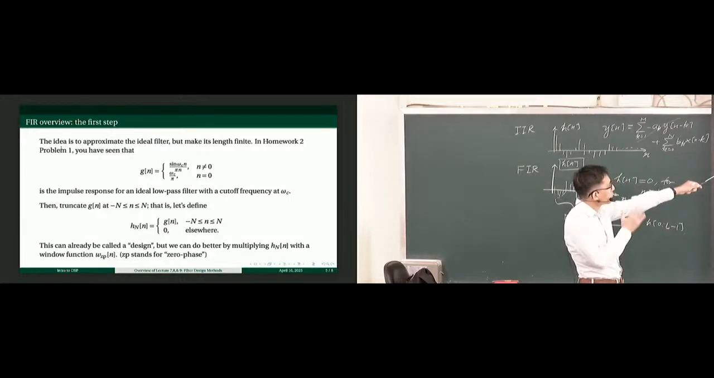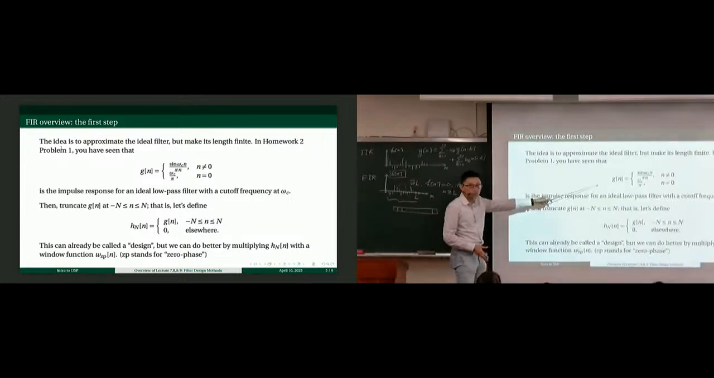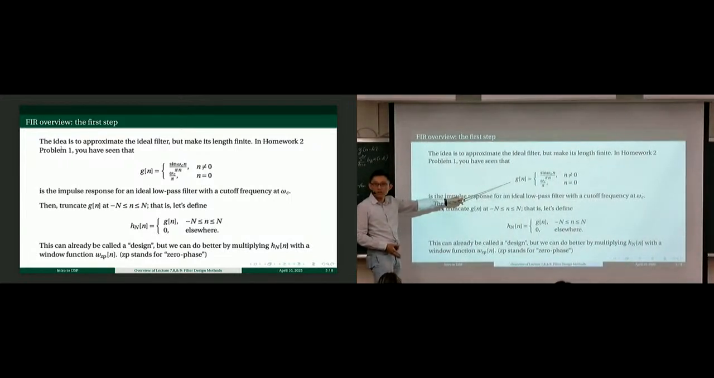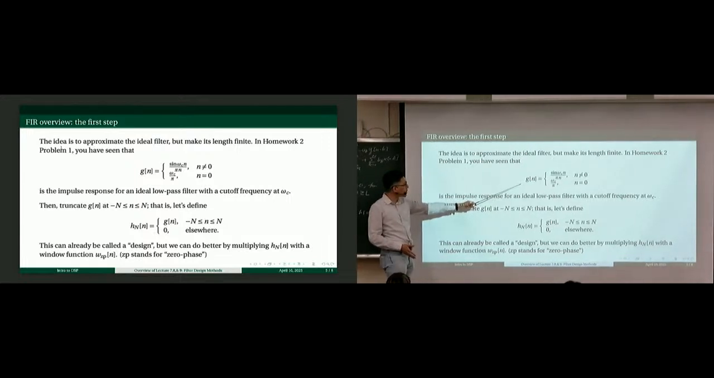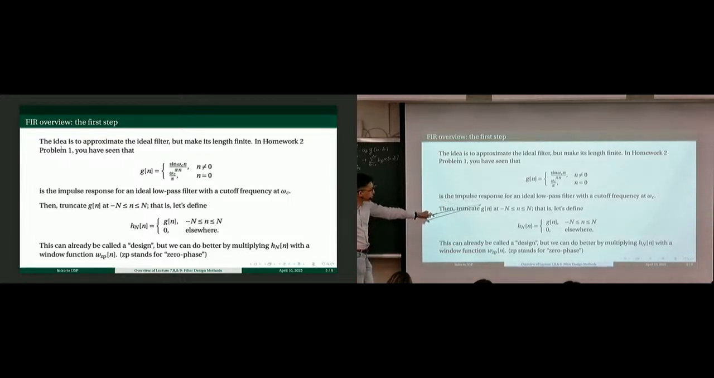For example, in homework 2, if you recall, in problem 1, you have seen this impulse response, the sinc function. Right? We've seen it all the time. Okay, the sinc function can be defined as sine of a cutoff frequency times n divided by pi n, when n is not 0, and we need to separately define what happens when n is 0, using L'Hopital's rule or else. So we have seen that this is the impulse response for an ideal low-pass filter with a cutoff frequency at exactly that.